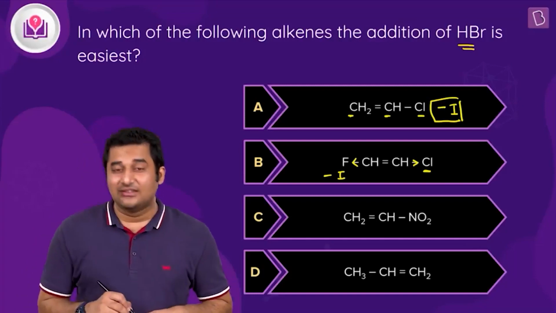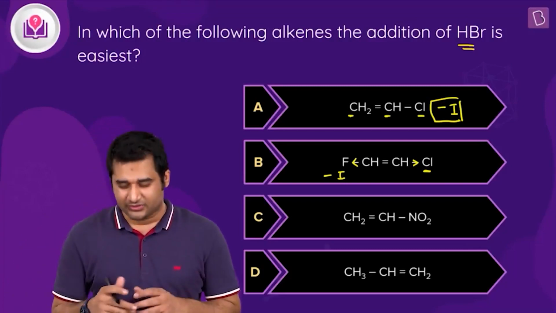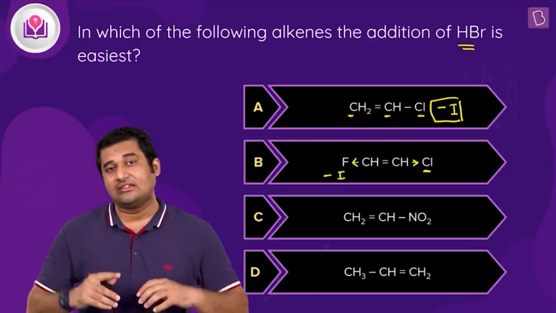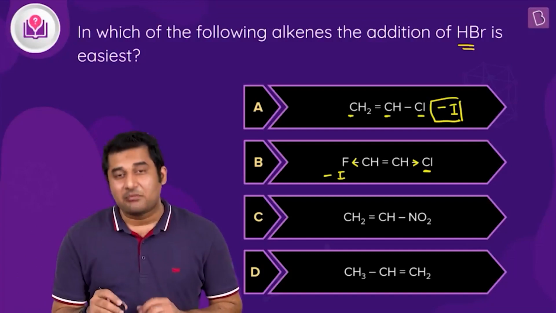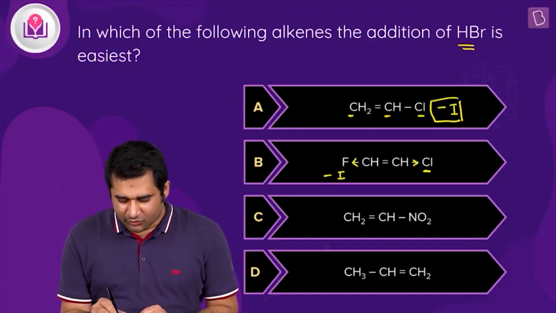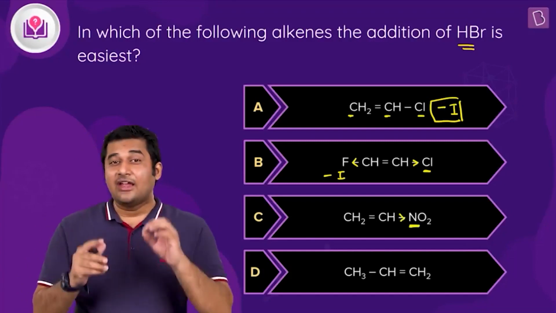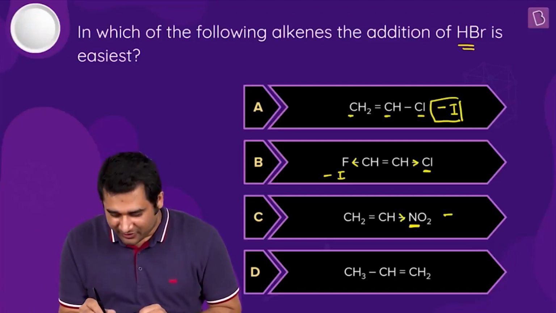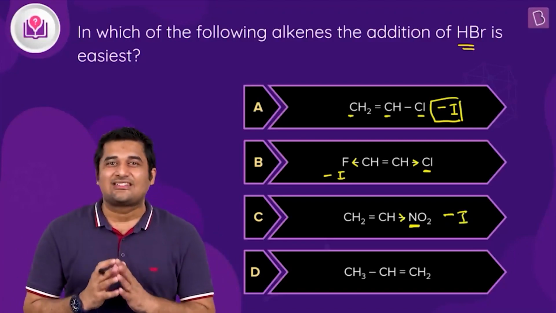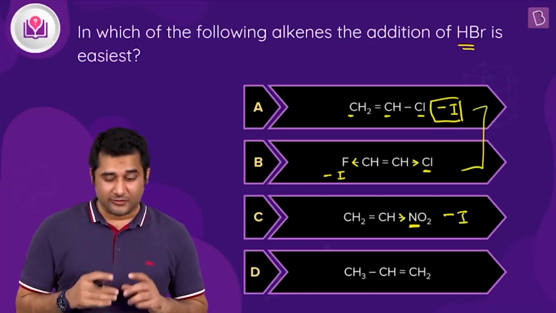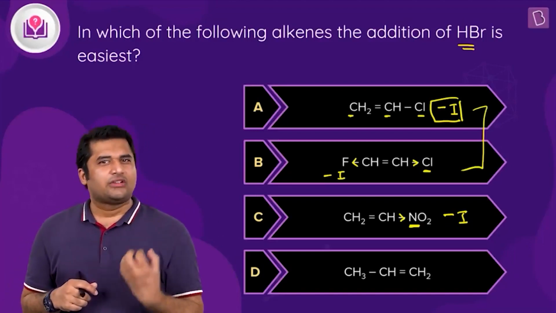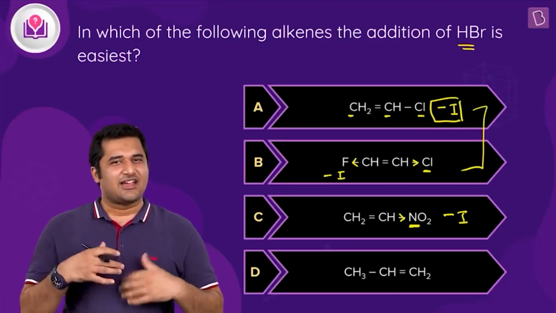Alright, similarly in option B, since we have two minus I groups, the development of partial positive charge will be even more. Why more? Because we know that F has a stronger minus I than Cl, and thereby the pi electron cloud will not easily participate in the reaction. Alright, moving to option C, here we have NO2. NO2 is a very strong minus I group, and that is why the partial positive charge that will develop in this case will be maximum with respect to the other two. Alright, with respect to options A and B, it has to be more in option C, which means the pi cloud will be more tightly bound and hence will not participate in the reaction that easily.